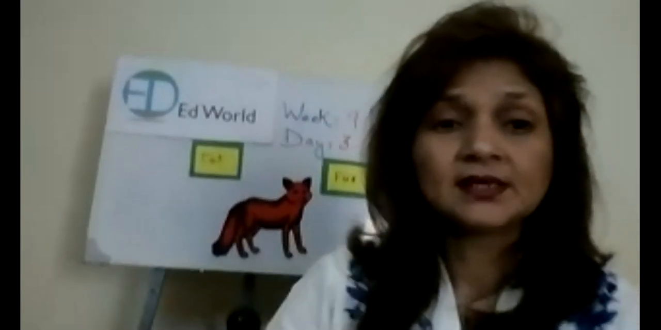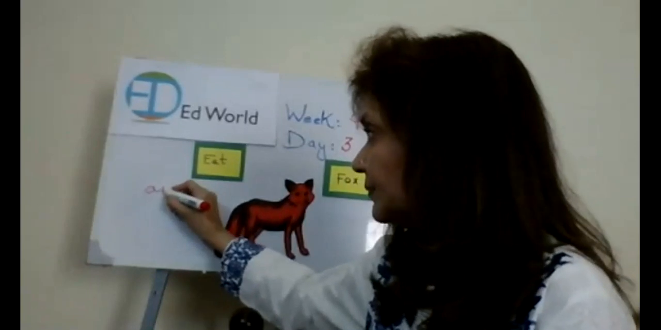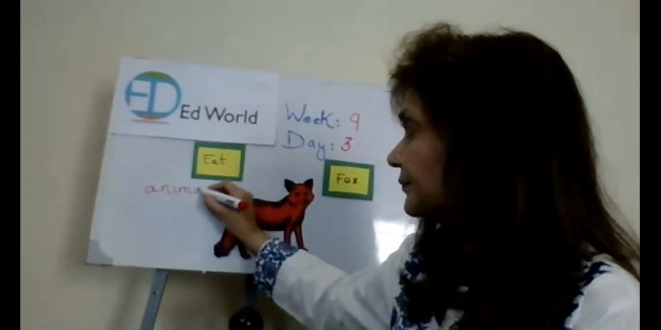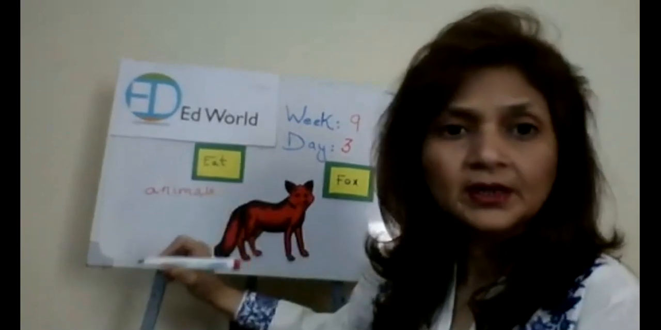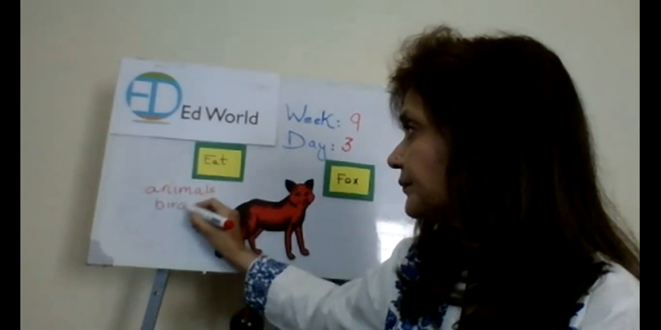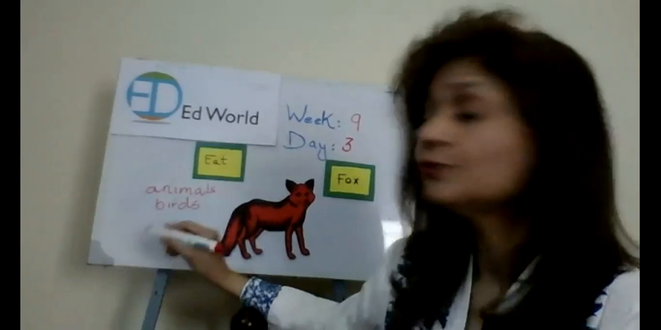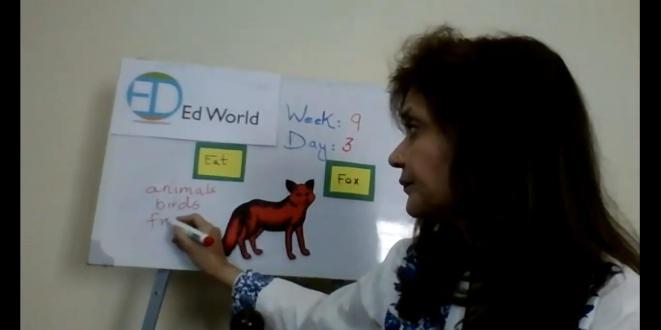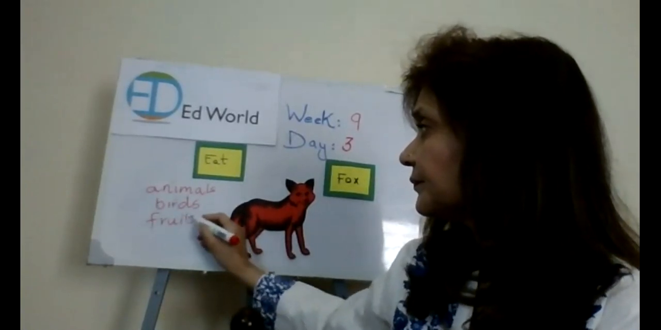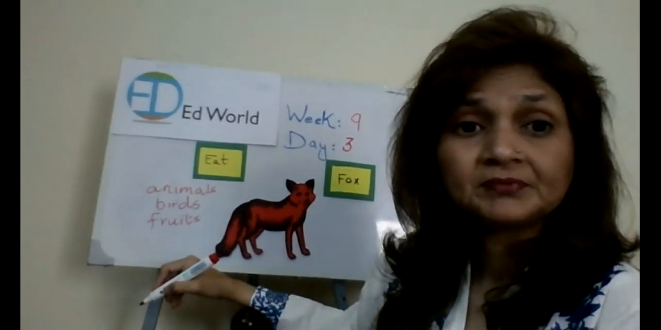So it means, class, that what we discuss is what do foxes like to eat? It likes to eat animals, and it likes to eat birds. Then it likes to eat fruits. And what else does it like to eat? Berries.